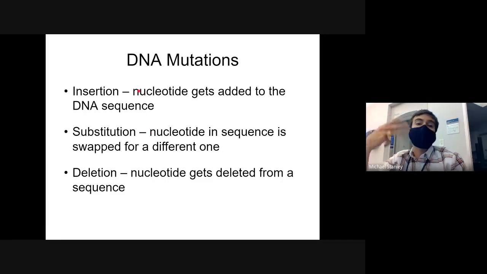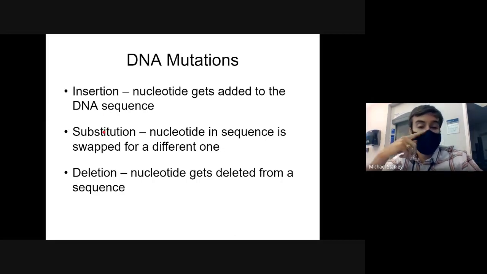So there's 3 basic DNA mutations, and luckily, each one, its name is basically exactly what it does. There is an insertion mutation, which is where an extra nucleotide gets added to the DNA sequence. So it used to be AAT, and now it's AAGT. There is substitution, which is where one nucleotide gets swapped for a different one. And then there is deletion, which is essentially the opposite of insertion, where a nucleotide gets deleted from the sequence. It used to be AAT, and now it's just AT.